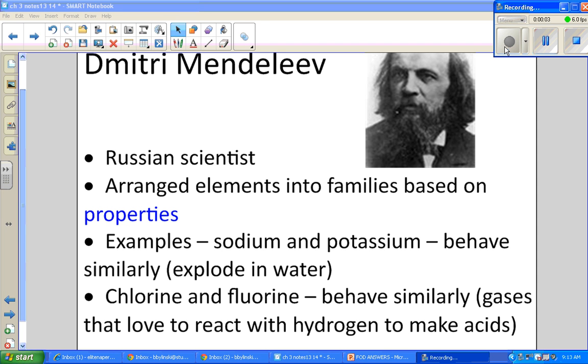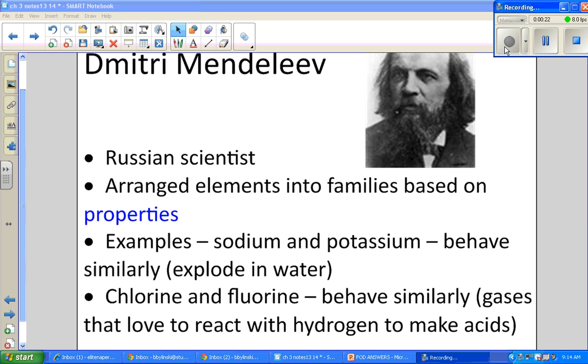Okay, we're going to finish up chapter 3, some information about the periodic table. Who you see on this slide is Dmitry Mendeleev. He was a Russian scientist, very famous for arranging the elements into families based on properties. So for example, sodium and potassium, they both explode in water, so they're in the same group.